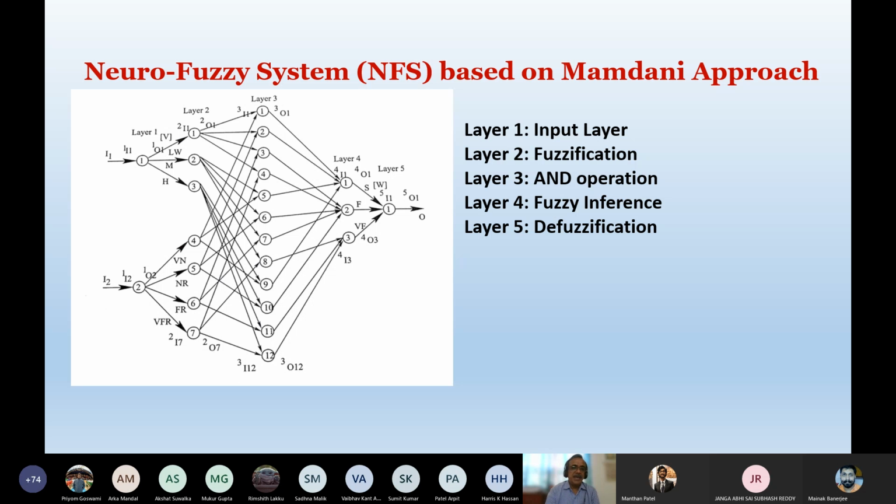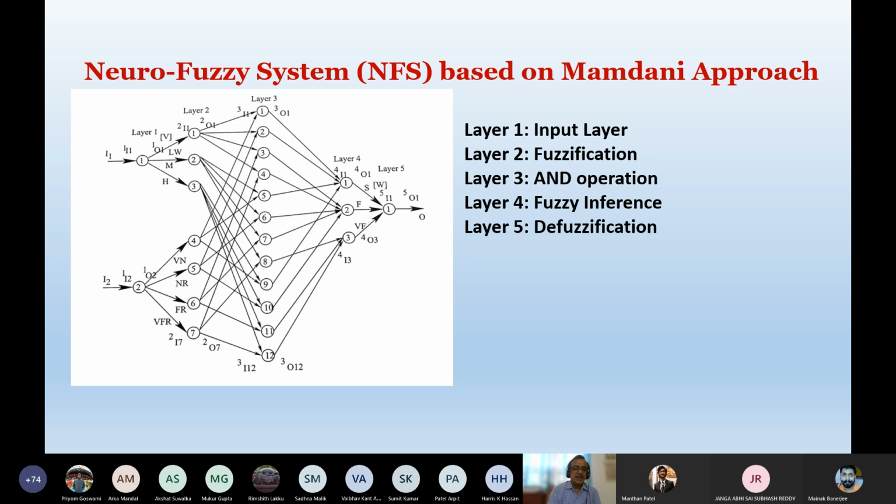Now here, as I told, this is basically a fuzzy reasoning tool working based on the principle of the Mamdani approach, which all of you know. Look-wise, it is just like a neural network, but basically this is the fuzzy reasoning tool based on the Mamdani approach. Let us see how to design it.